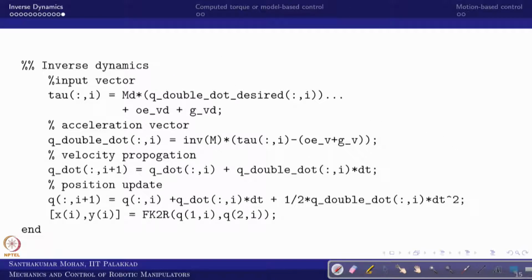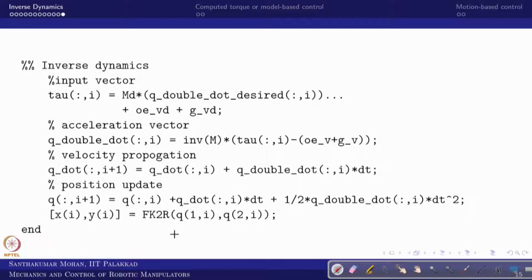Then we go with straightforward numerical integration. First we find the acceleration vector: tau minus the other vector plus the gravity vector, multiplied by m inverse. These are all actual, whereas the tau would have all the desired values. Then the velocity would be propagated based on this, and the position update or position propagation is based on this. Then I want to plot something in an animated way, so I want to find what the actual values would be. I am just taking forward kinematics for that, to show the animation of the forward dynamic model simulation.